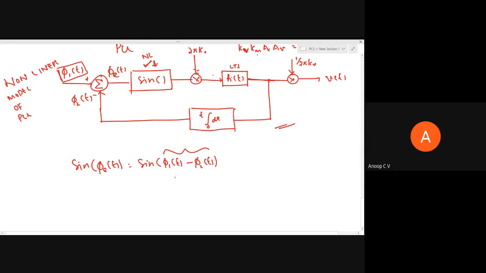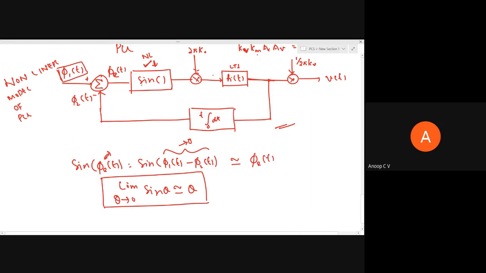When phi 1 of t and phi 2 of t are very close to each other, this term tends to 0. What happens is, limit theta tends to 0, sin theta will be approximately equal to theta. So when this phi e of t is very small, when theta tends to 0, the sine of phi e of t can be approximated as phi e of t. Then we can eliminate this nonlinear sine part from the model.